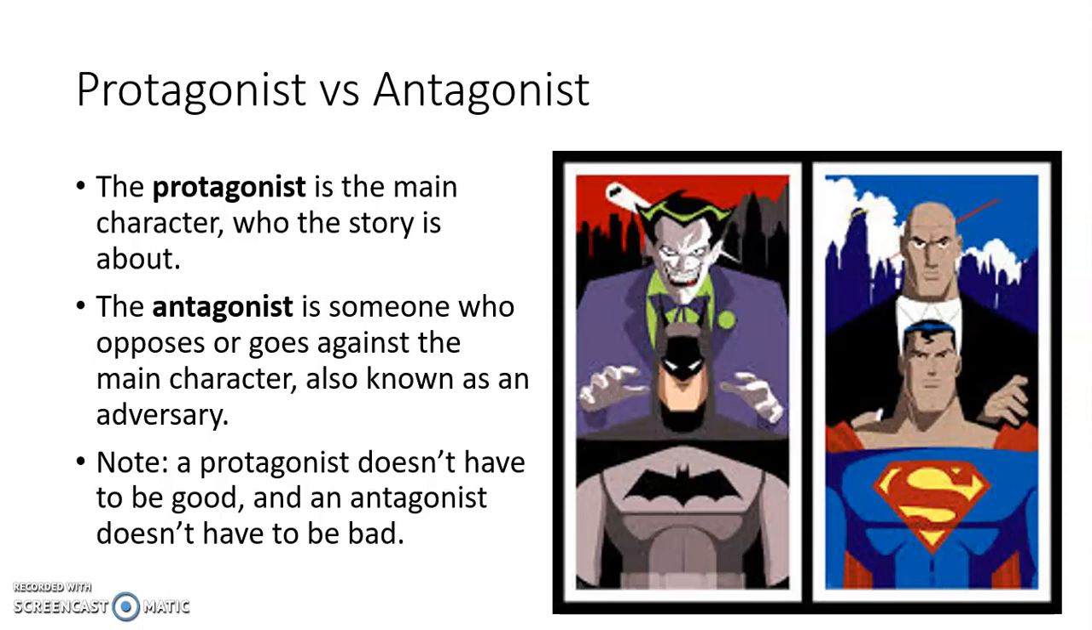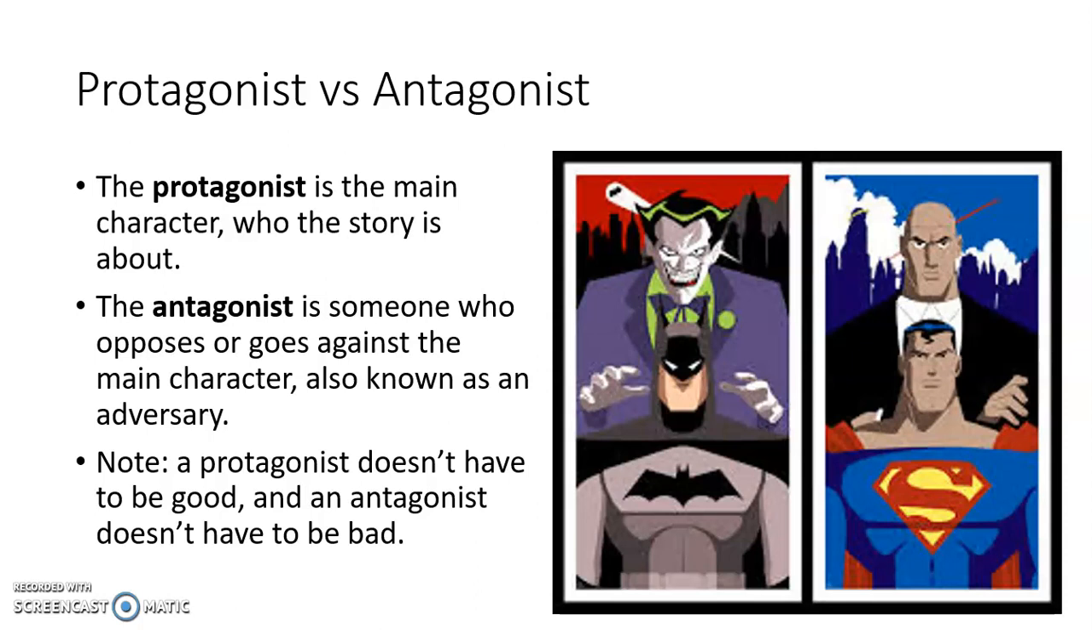Typically, or a lot of times, you will see good versus bad, good versus evil. The good guy is the protagonist, the bad guy is the antagonist. It doesn't have to be that way, though. If you look at the characters that I have on this slide, Batman and the Joker, in most comic books, Batman is the protagonist and he's good, and Joker is the antagonist, the person that goes against Batman, and he's bad. But if we were to flip that, and if our story was about the Joker and not Batman, then Joker would be the protagonist, and Batman, the person going against the Joker, is the antagonist.